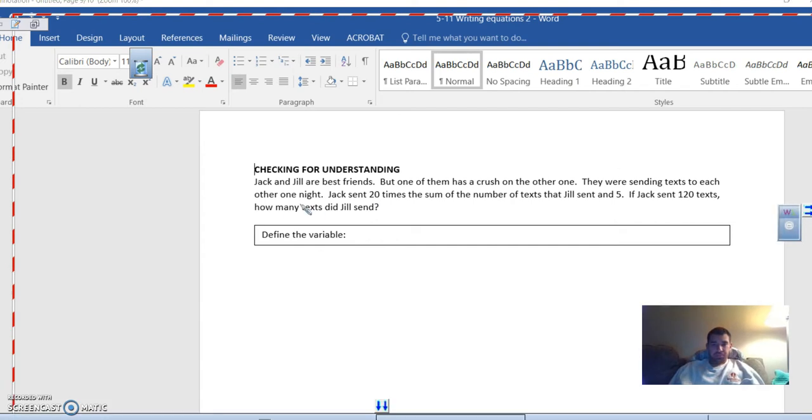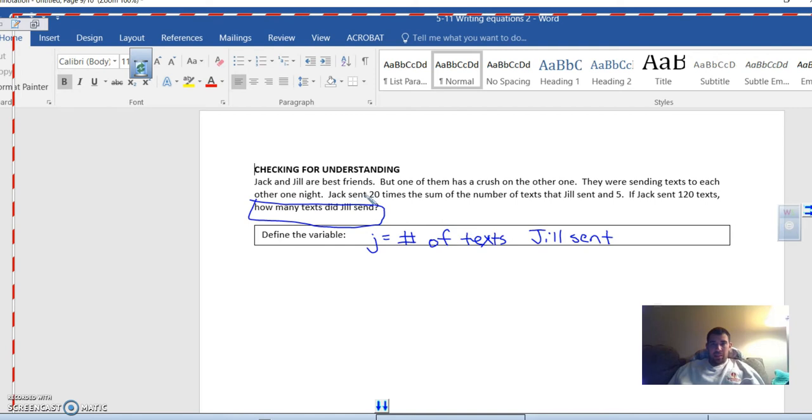So, what is our variable? What are we trying to find out? How many texts did Jill send? You can use T for text, J for text, whatever you want to use. But what we're really looking for is how many texts Jill sent. I'm going to use a lowercase j. You can use whatever you want. J equals the number of texts Jill sent.